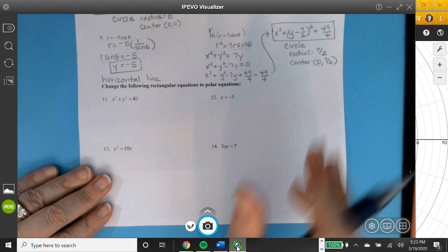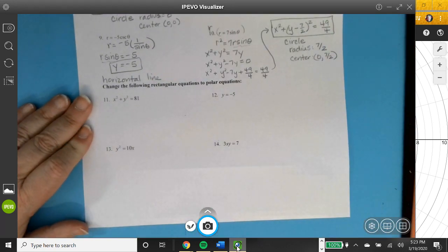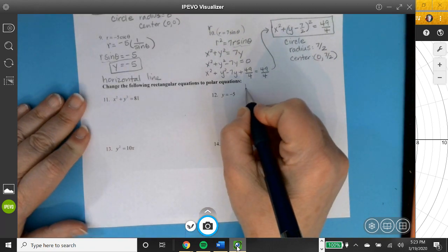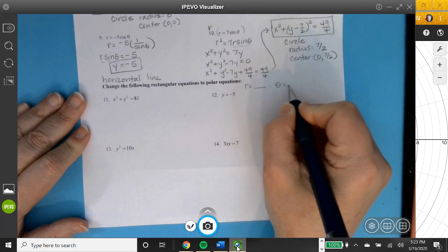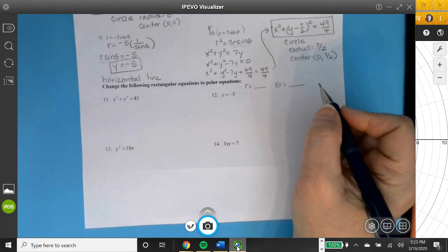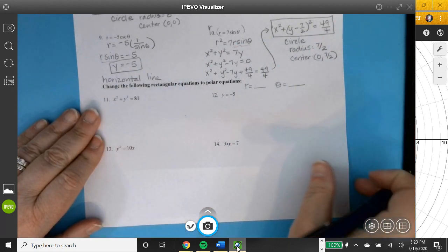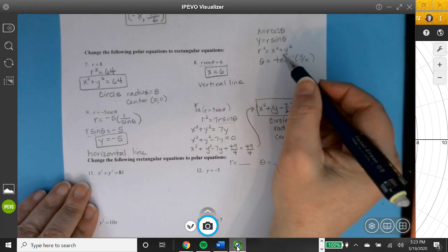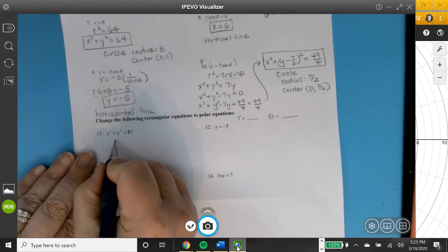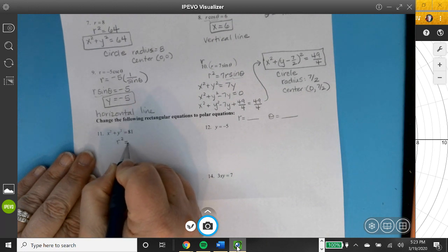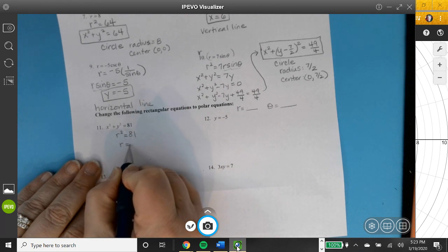All right, so now we're going to change the rectangular ones into polar coordinates. Okay, and so typically what we like to do here is get r equals something or theta equals something, if we can do it. Okay? All right, so x squared plus y squared equals 81. Well, hopefully you're remembering that r squared equals x squared plus y squared. So we can just make a straight up substitution here and say r squared equals 81. And we can take the square root of both sides and get r equals 9.